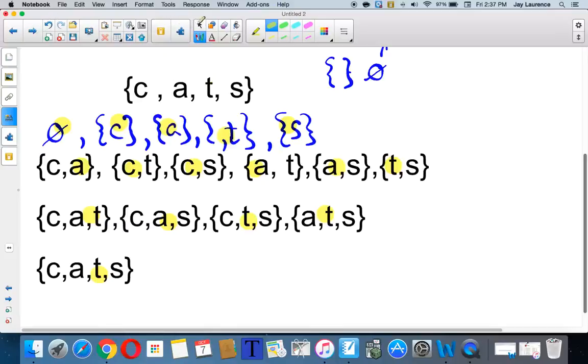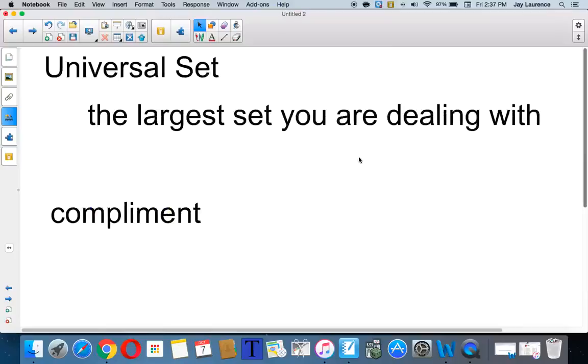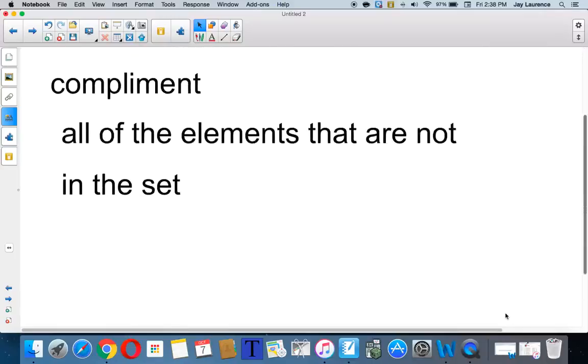Okay, one more thing to learn, and then we can wrap the video up. And the next thing to learn is the universal set. And this is really easy. What's a universal set, you ask? It's the largest set you're dealing with. So on the last problem, we were talking about the set of CATS. That was the universal set. Now, a complement, what's a complement, you ask? It doesn't mean, oh, I like your shoes. No, a complement means all the elements that are not in the set.